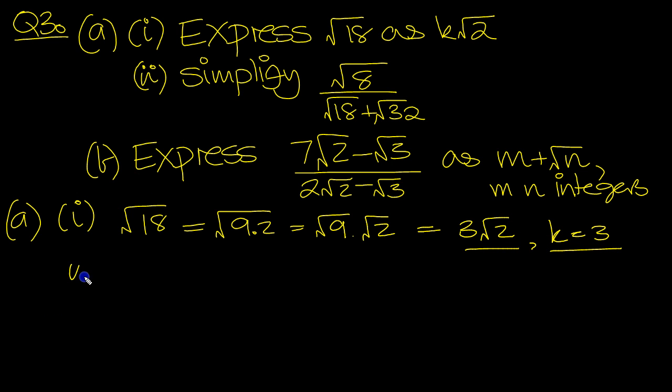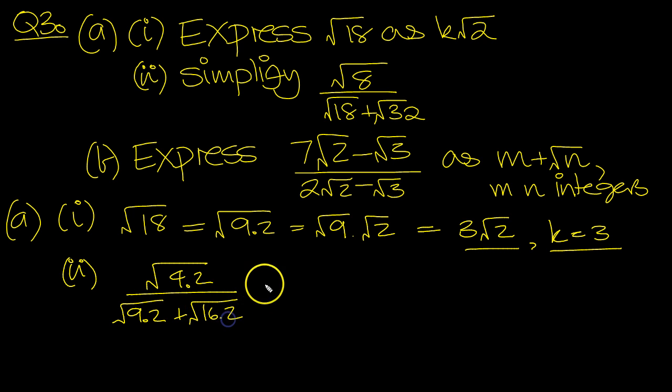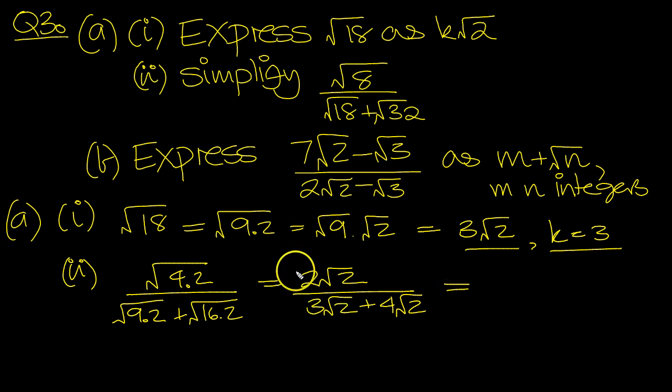Part 2. Simplify this then. Root 8 is the square root of 4 times 2, over the square root of 9 times 2, which is 18, plus the square root of 16 times 2. Root 4 is 2, so that would be 2 root 2, wouldn't it? Root 9 is 3 lots of root 2, and root 16 will be 4 times the root 2, just as we've done just above in principle.